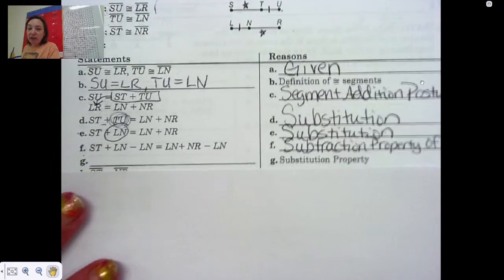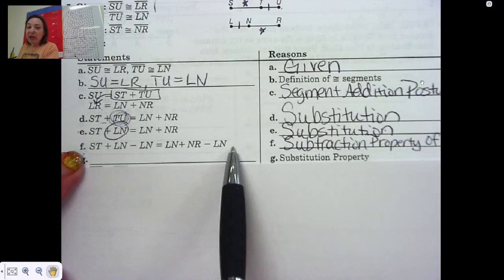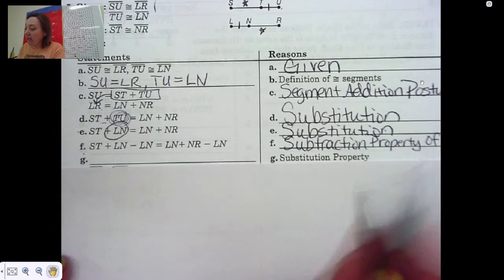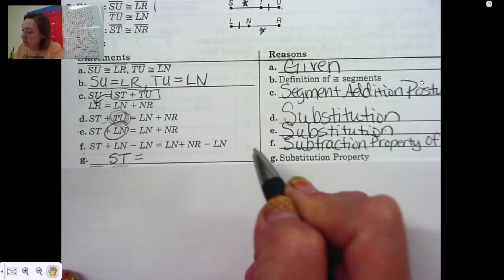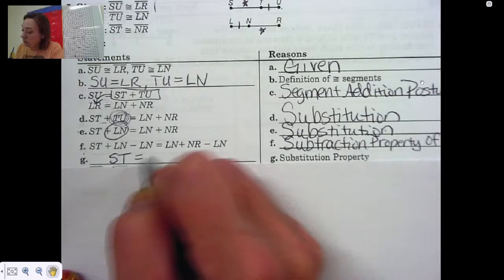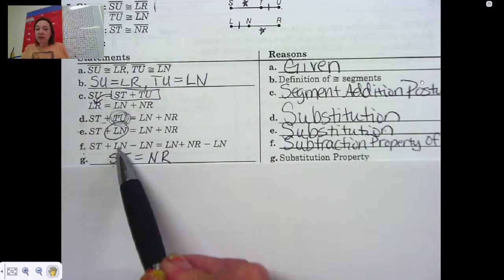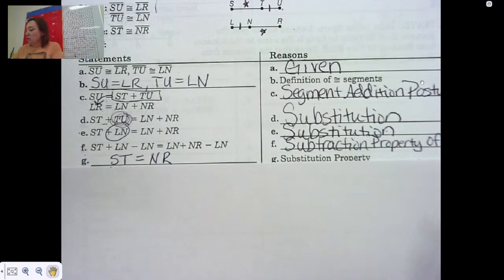All right, so let's look at G. They've got substitution down here. What happens after we subtract LN from both sides? What do we get? That's going to be our next step. So we have ST equals NR. Thank you, Jonathan. ST equals NR. Because we're subtracting the LN, it gets rid of the LN. This LN gets rid of that LN, and this LN gets rid of that LN. So it's gone. And that's just substitution, because all we're doing is substituting what we know. Okay?